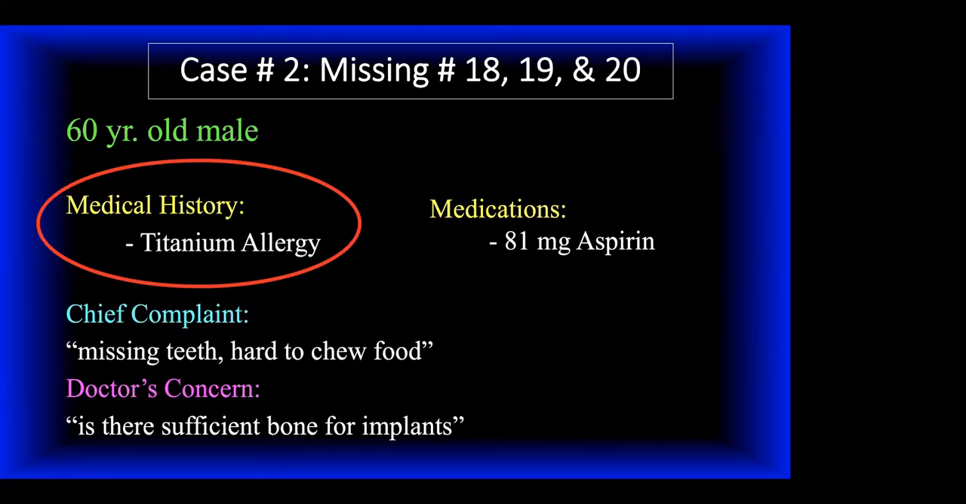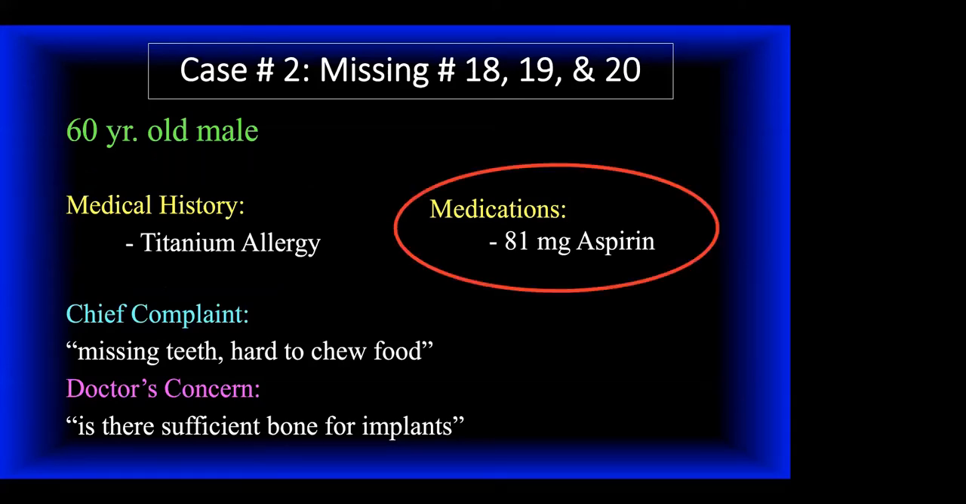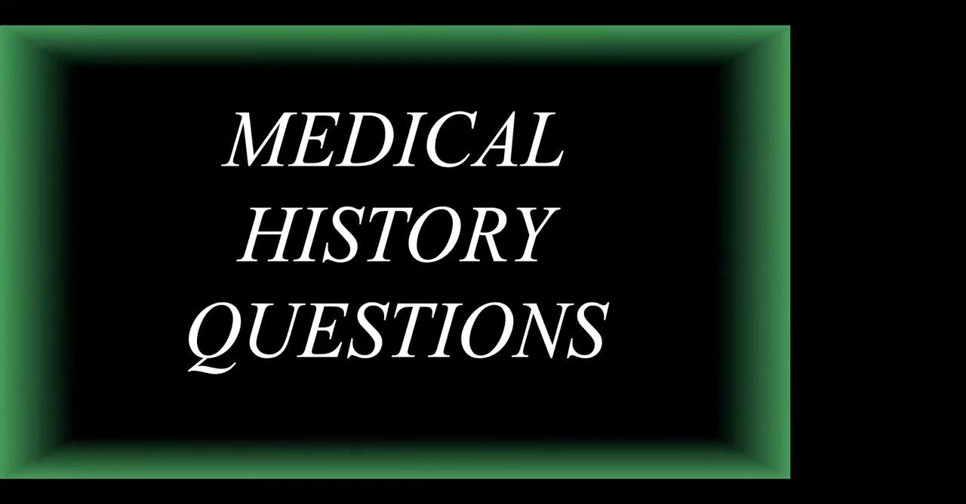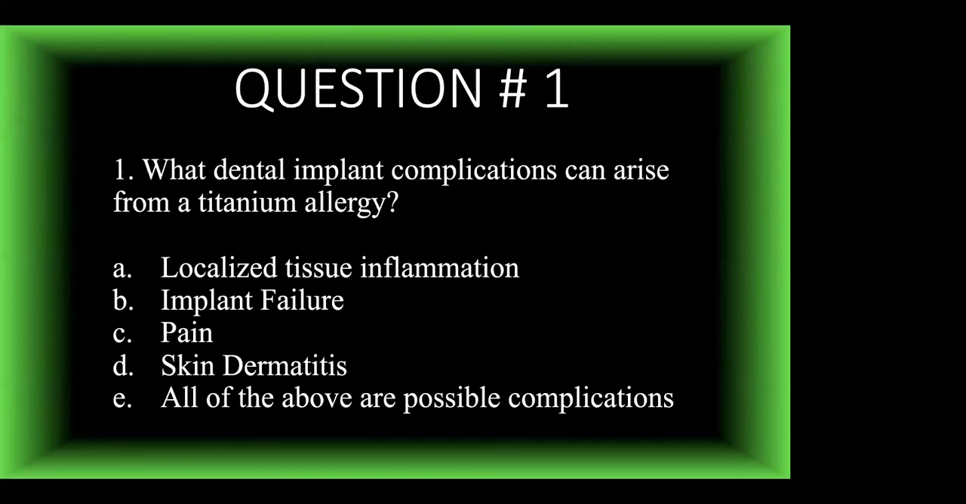Case number 2, missing number 18, 19, and 20. We have a 60-year-old male, medical history: they have a titanium allergy. So I threw a little curveball on this one for you. Medications, 81 milligram aspirin. So let's look at some questions concerning this medical history.